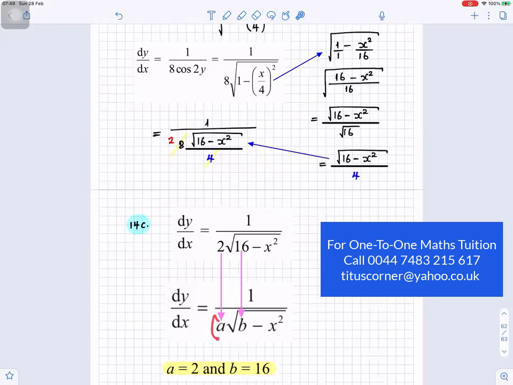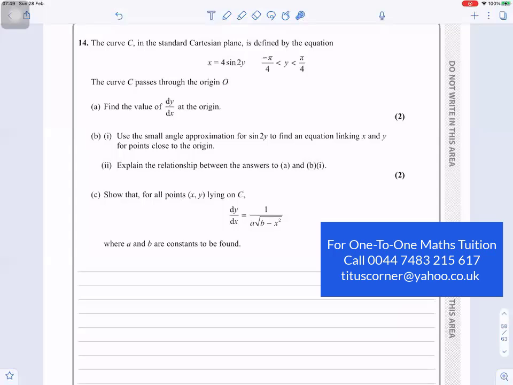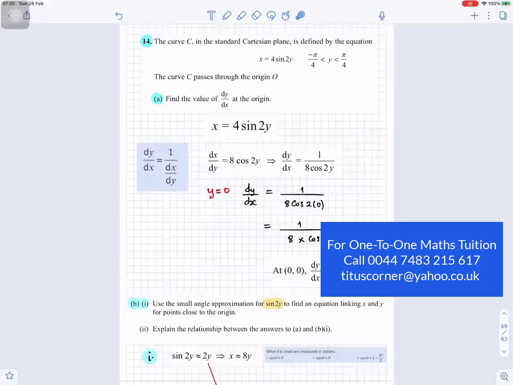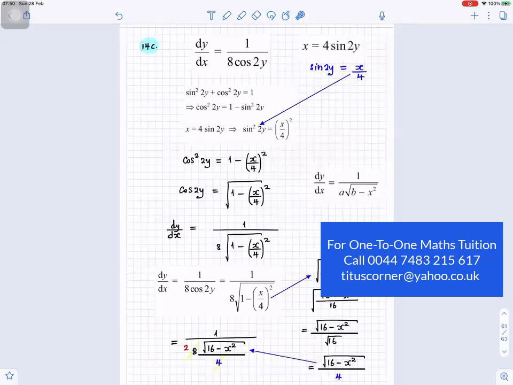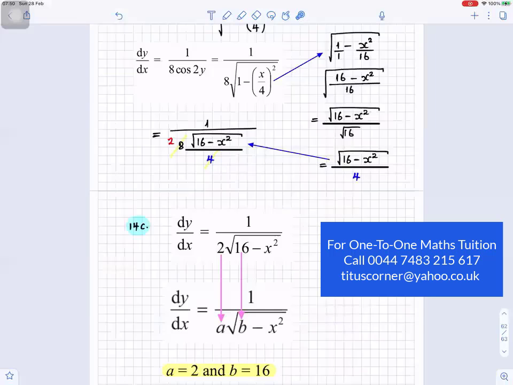So that 2 is like your A. So A is 2. The 16 is your B. So you have found A and B. So that's question 14A. Question 14B. Question 14C. And the last part of question 14.